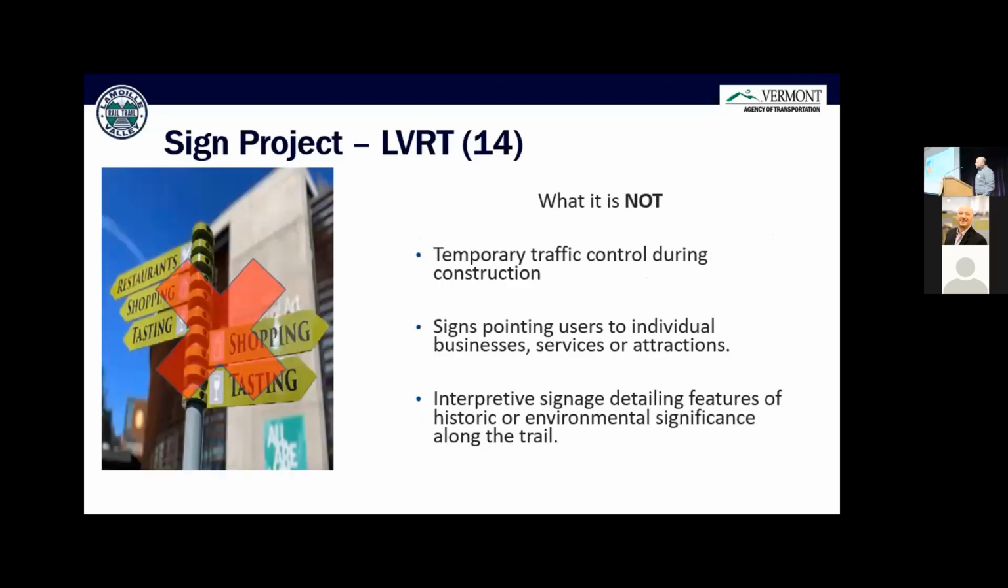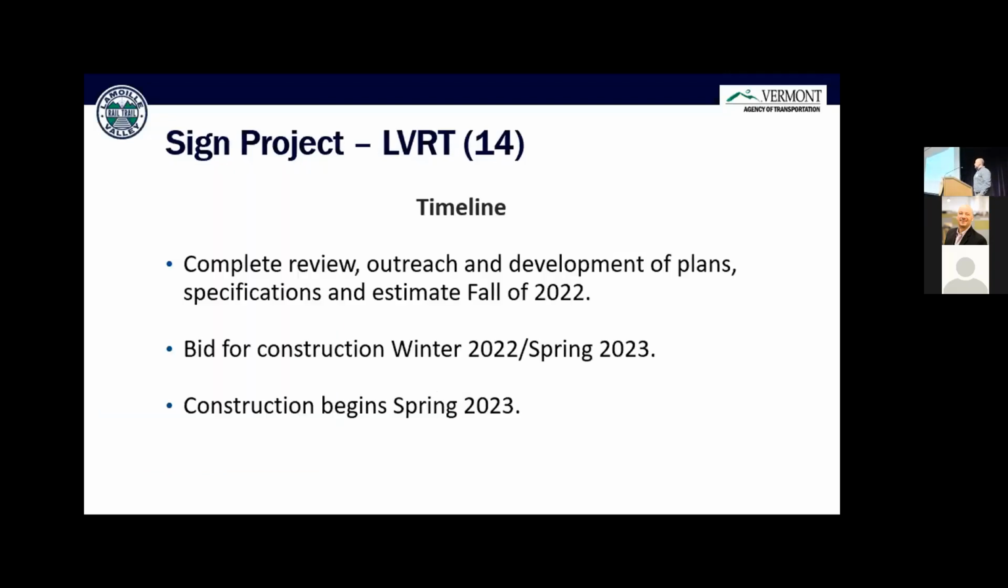But to clarify what this is not and what type of input we're looking for on the management plan versus the sign. This is not going to be temporary traffic control during construction. It's not going to be signs pointing users to any individual businesses, events, attractions, and it's not going to be interpretive signage showing historical significance along the trail. That is in development now. We're hoping to bid it this winter, and the signs will be installed early 2023 or contemporaneous with the end of this project. That's the construction update.